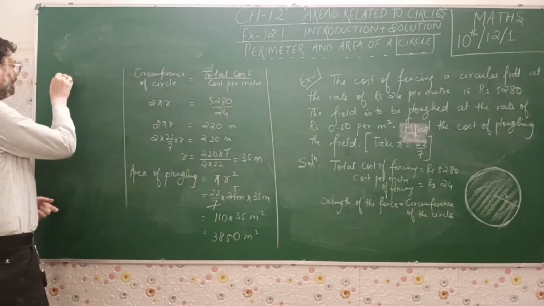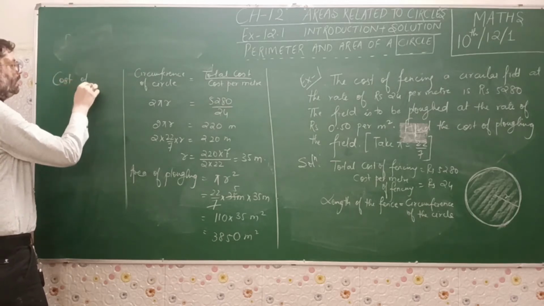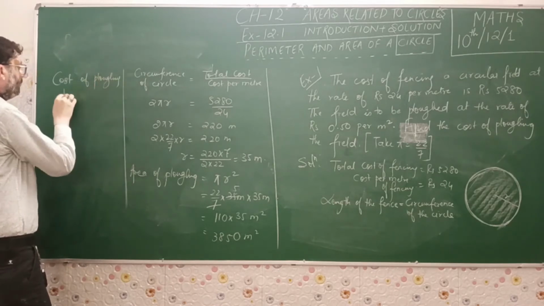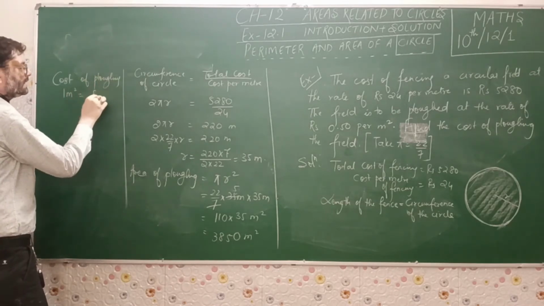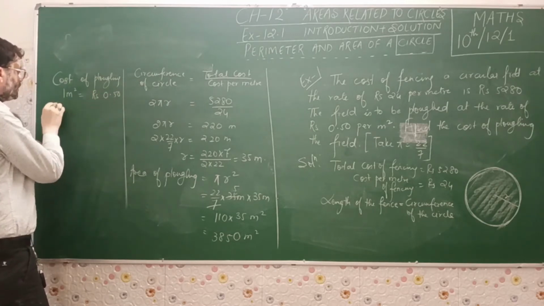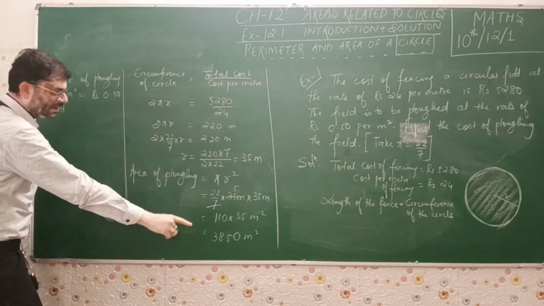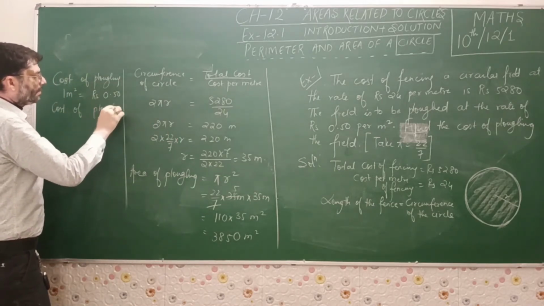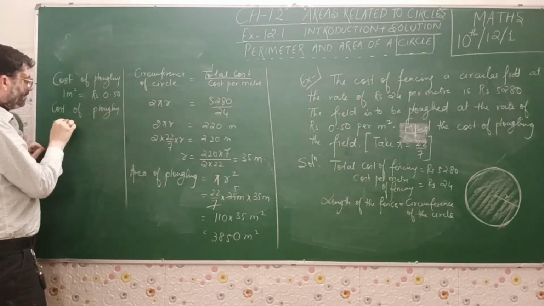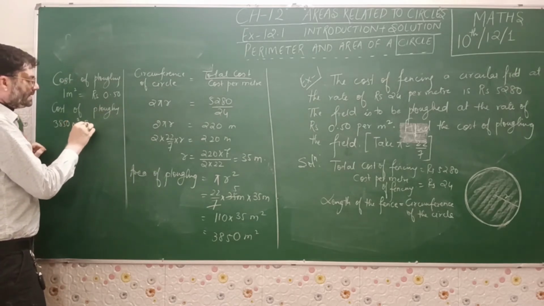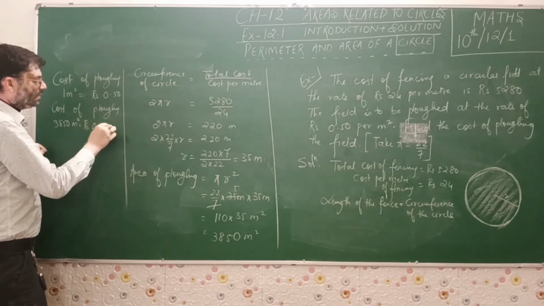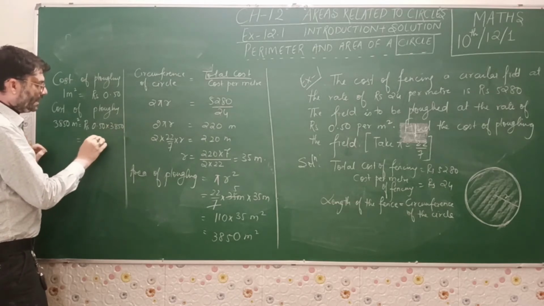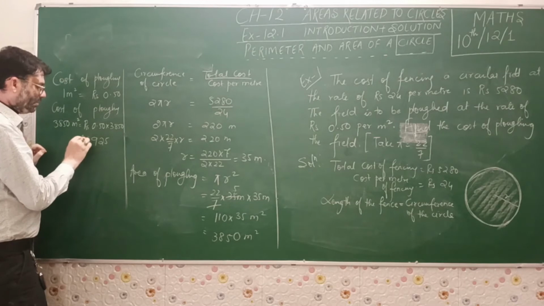So finally we will be finding the cost of plowing. 1 meter square is rupees 0.50. So what's the cost of plowing the total area, 3850 meter square? Cost of plowing 3850 meter square is rupees 0.50 into 3850, and this is 1925. That is rupees 1925.